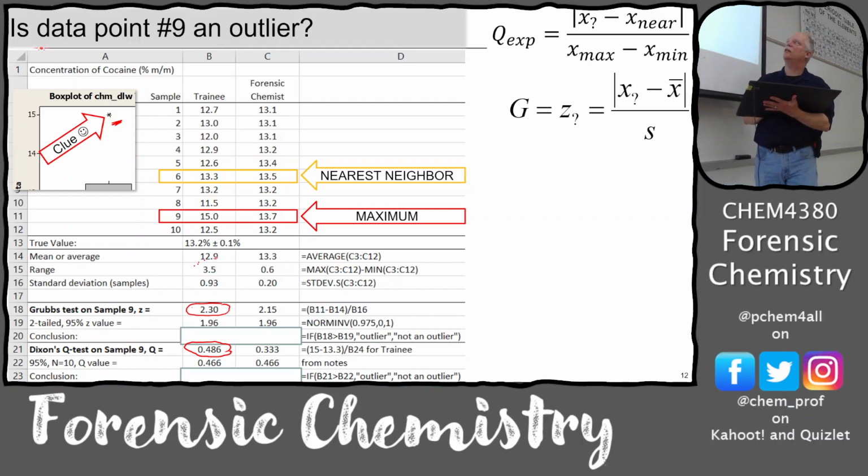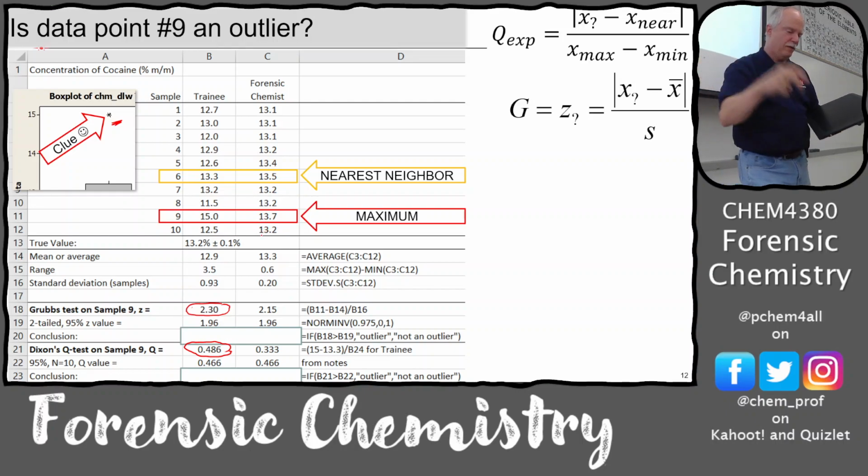We could also test our maximum value for the forensic chemist. So 13.7 minus 13.5 divided by the range gives us 0.33, and that's less than the Q critical. We could take the 13.7, subtract the mean, and divide by the standard deviation, and we get 2.15. That's kind of interesting. It's showing up as an outlier because our forensic chemist is so tight.